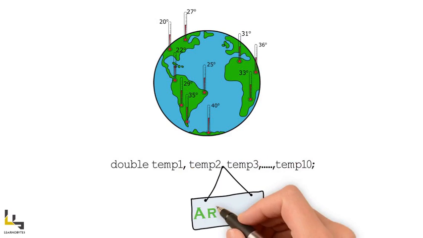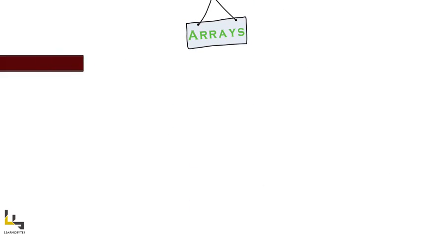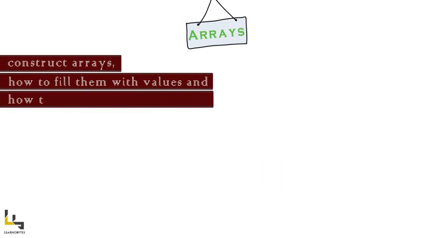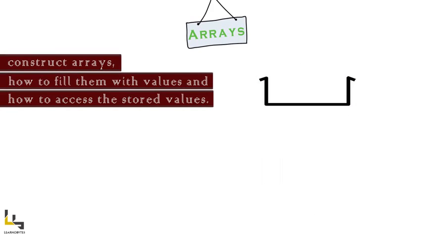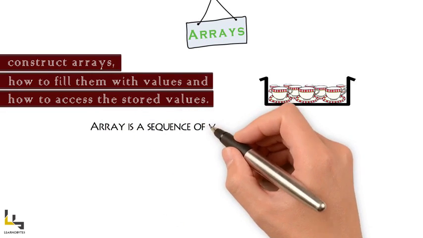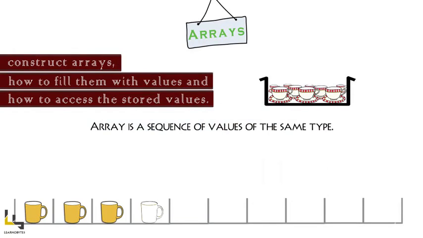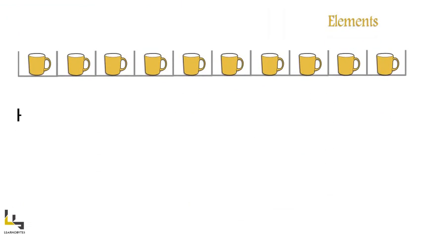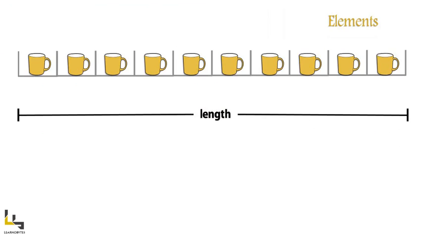We can use arrays. In this video, we will learn how to construct arrays, how to fill them with values, and how to access the stored values. An array is like a tray of containers of the same type. Array is a sequence of values of the same type. The values that are stored in an array are called its elements. The number of elements in an array is called its length.